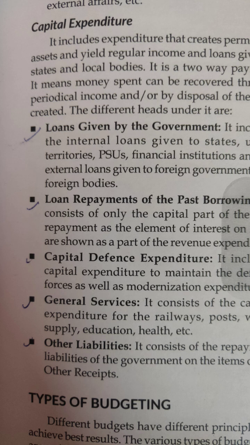Let's break down capital expenditure in the simplest way possible. Imagine you're spending money on things that will help you earn or save money in the future, or things that will last a long time.